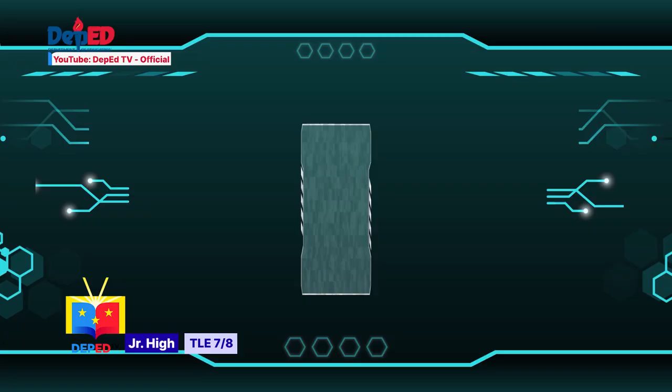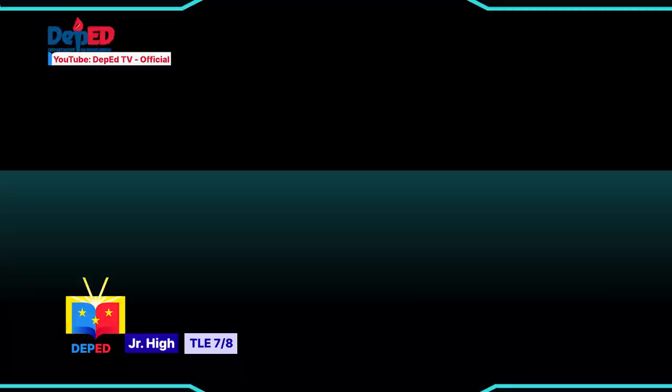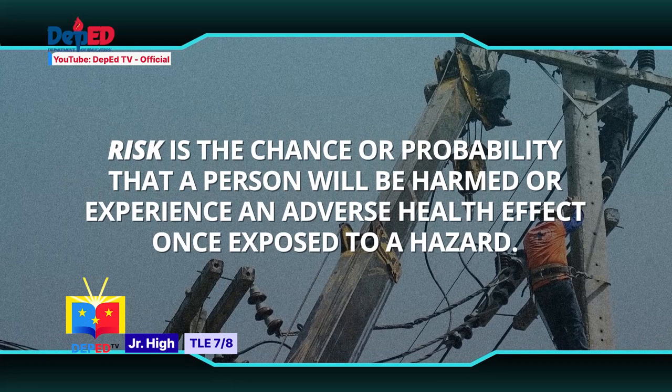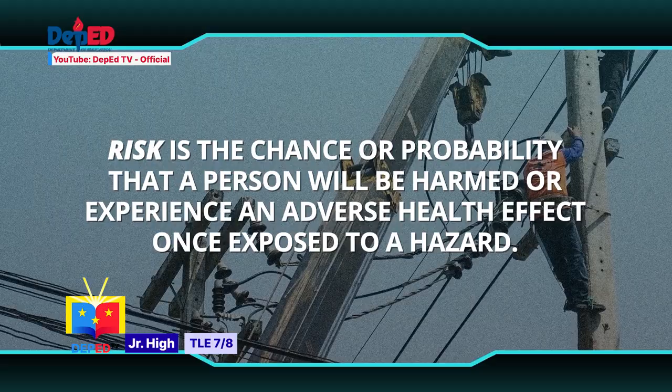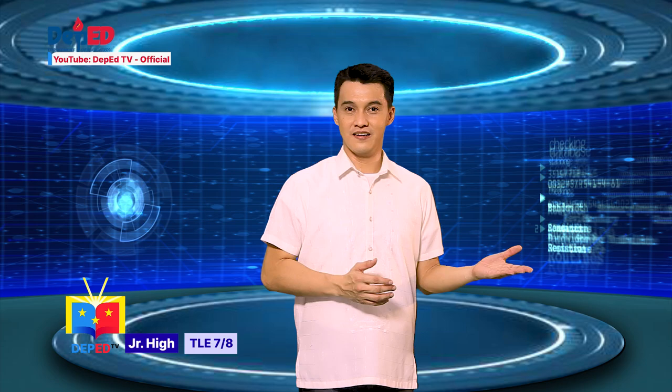2. Assess the risk. What could happen? Risk is the chance or probability that the person will be harmed or experience an adverse health effect once exposed to a hazard. For example, electrical repair is a hazard. If someone accidentally turns on the power, a worker's life can be put at risk.